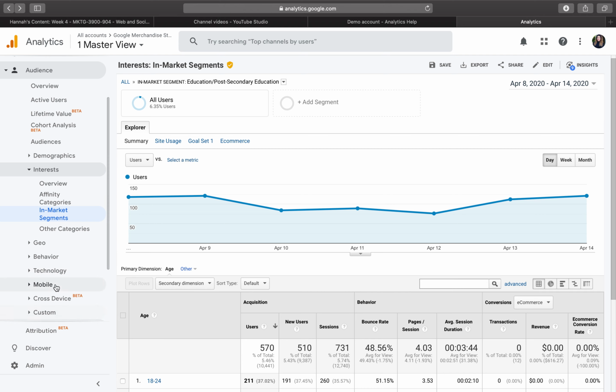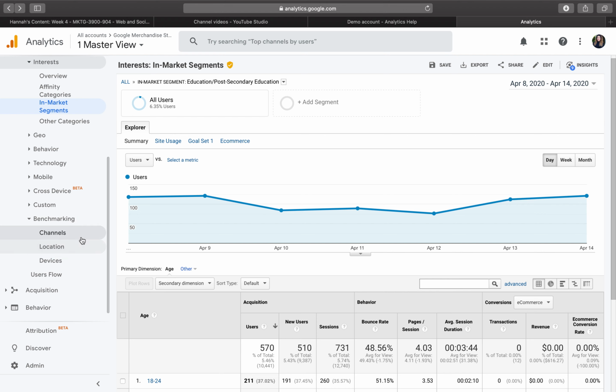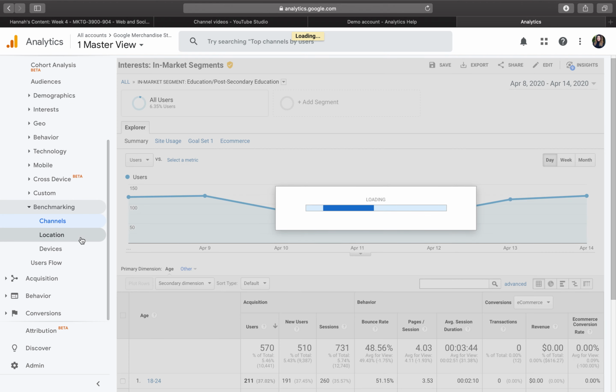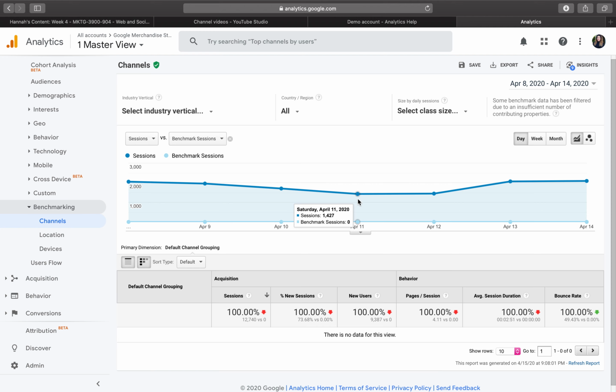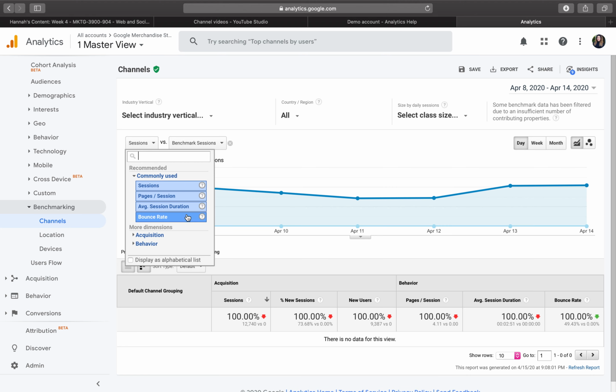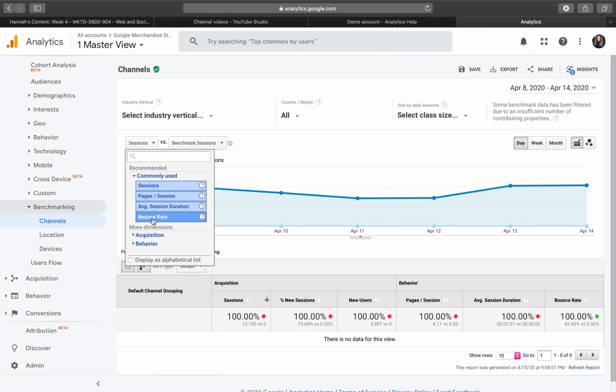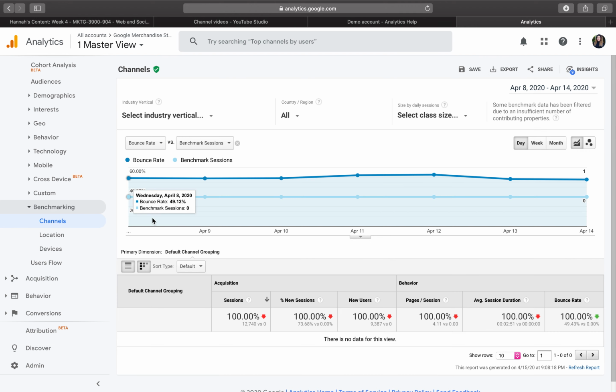Okay, so the second thing I wanted to show you is benchmarking. Go ahead and click that little drop down, and we're going to look at channels. So right now it's comparing it to all. So sessions, you can actually do this. I think sessions is what we do all the time. So let's go ahead and do bounce rate. Let's see how bounce rate's looking. Okay, so this is really cool. So bounce rate is the dark blue and benchmark sessions are the light blue.